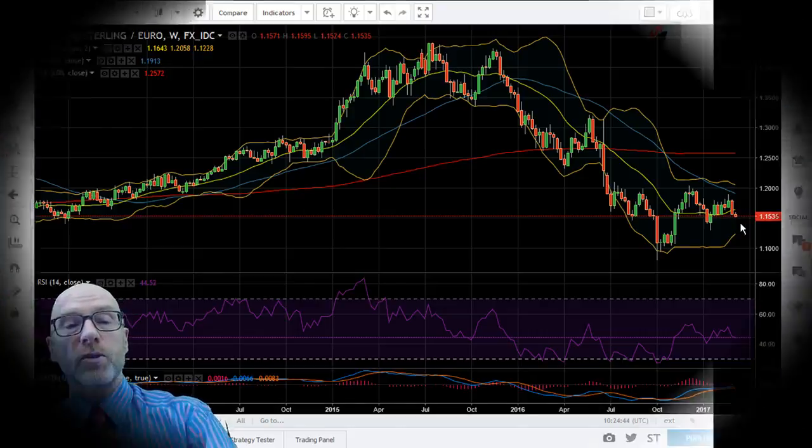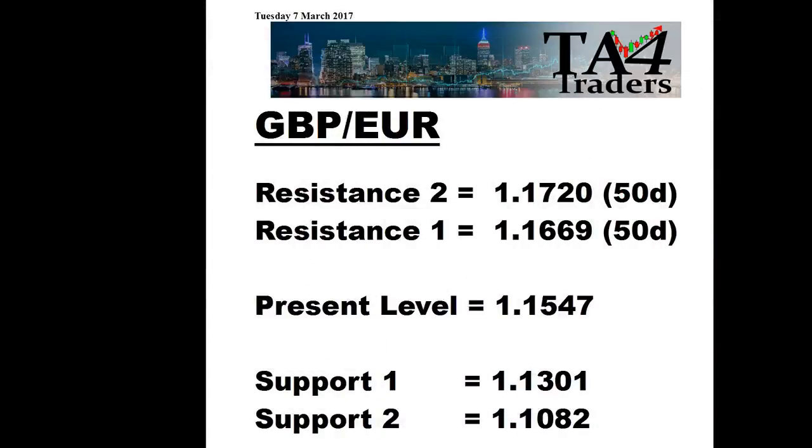On the support resistance levels, I've got the 50-day, one must be the 20-day. I guess the 116.69 is the 20 and the 117.20 is the 50. And on the supports, 113.01 and 110.82.